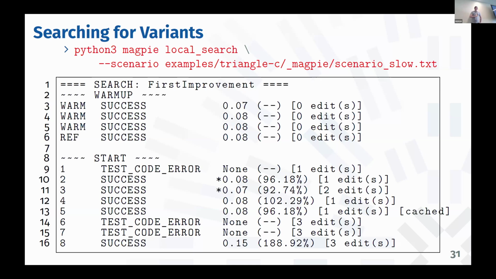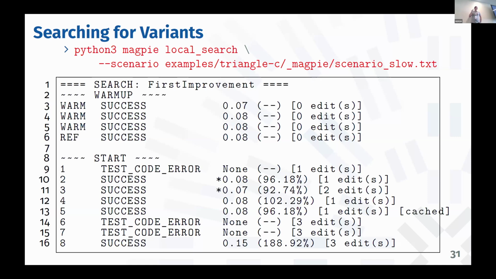You can see that the first variant did not pass the test suite, so it has no fitness, but it had one transformation. The second one was successful and was slightly faster, so 0.08 seconds, because it did not output the full precision, but it's 96% of the original execution time, with a star saying that it's the best fitness that it's seen so far.